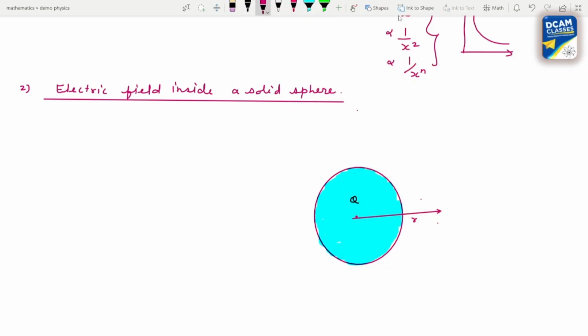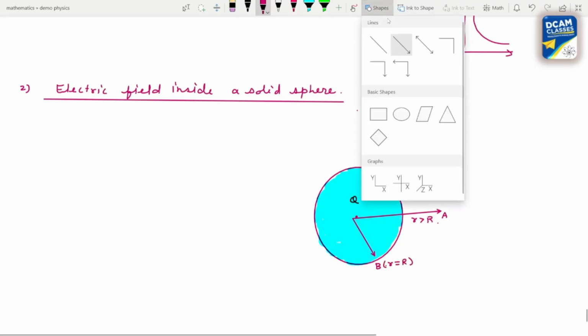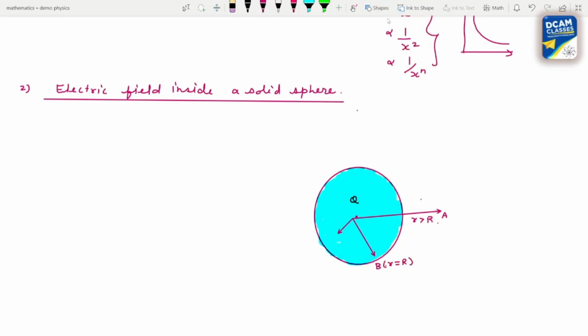One point is this, R greater than capital R, A. The other point is again the surface, B, where R is equal to capital R. And the third point is again inside, R less than capital R. Now tell me, can you do this one?